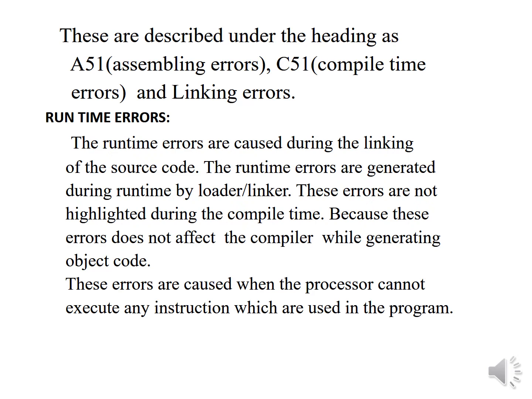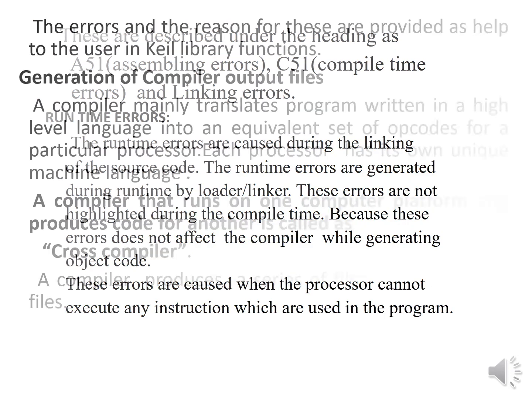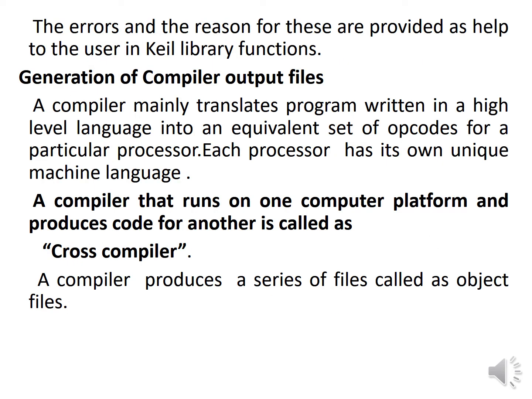So next, runtime errors. The runtime errors are caused during the linking of the source code. The runtime errors are generated during runtime by the loader. These errors are not highlighted during compile time because they do not affect the compiler while generating object code. So these errors are caused when the processor cannot execute an instruction which is used in the program. The errors and the reasons for them are provided as help to the user in the Keil library function.